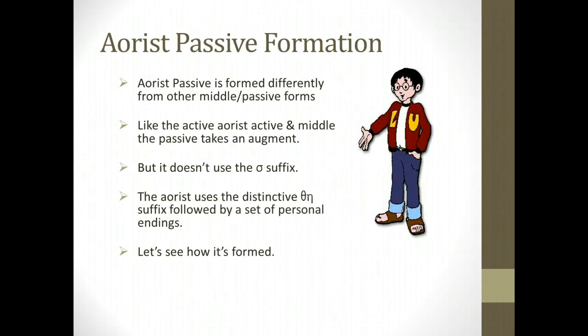Now, the aorist passive formation. Remember, the passive voice is when the action is happening to the subject. The passive voice of the aorist has a formation that is somewhat different from both the middle and passive forms that you've seen up to this point. Like the active aorist, active and middle, it does have an augment, but it does not have a sigma suffix, and that's why we didn't learn it originally. Instead of a sigma suffix, it has a distinctive suffix of the combination of the letters theta and eta, followed by a set of personal endings. So with that in mind, let's take a look at how this is formed.